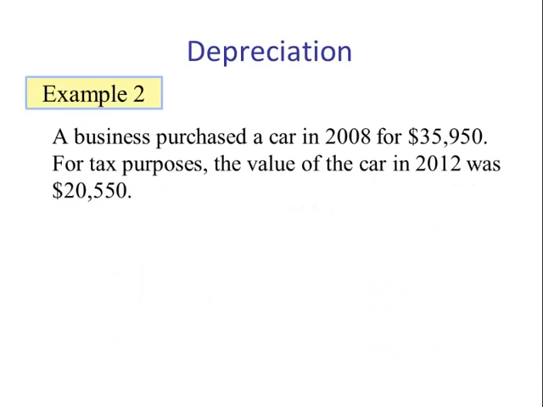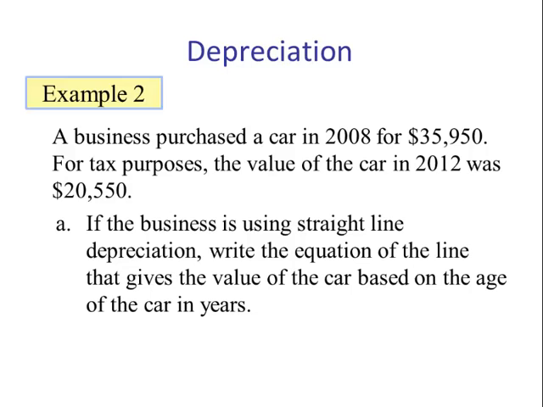Example 2. A business purchased a car in 2008 for $35,950. For tax purposes, the value of the car in 2012 was $20,550. A. If the business is using straight line depreciation, write the equation of the line that gives the value of the car based upon the age of the car in years.